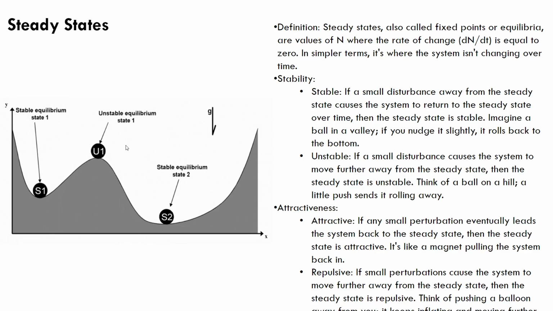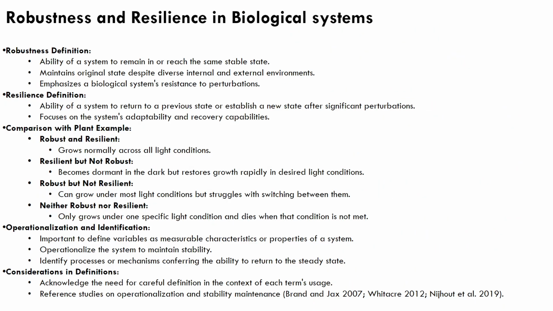Another few terms that I wanted to discuss before moving on to different examples and applications of systems biology. The couple of terms I want to introduce are robustness and resilience. So, what is robustness? Robustness is the ability of a system to remain in or reach the same stable state. So, it's basically the ability of the system not to perturb itself. It maintains its original state despite diverse internal and external environments, and emphasizes a biological system's resistance to perturbation.